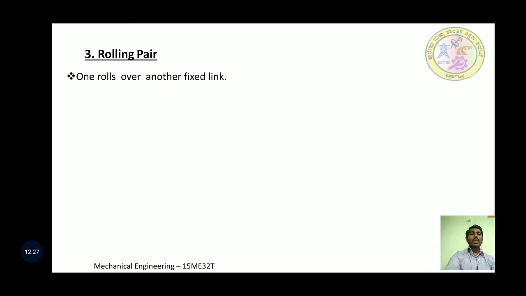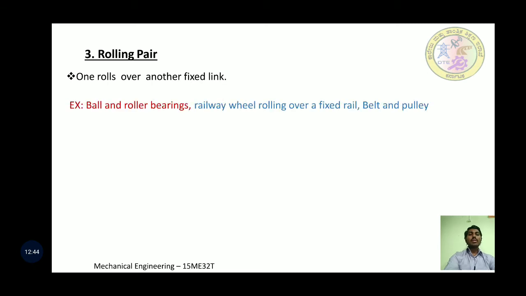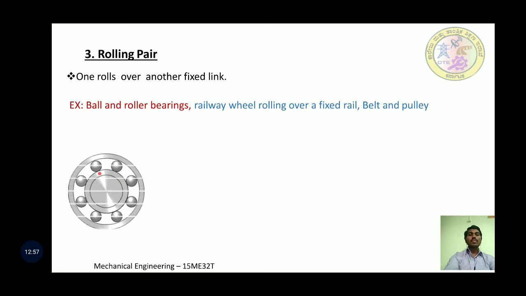Rolling pair. When two elements of a pair are connected in such a way that one rolls over another fixed link, the pair is known as rolling pair. Ball and roller bearings, railway wheels rolling over a fixed rail, and a belt and a pulley are the examples of rolling pair. So here it's a ball and a roller bearing.